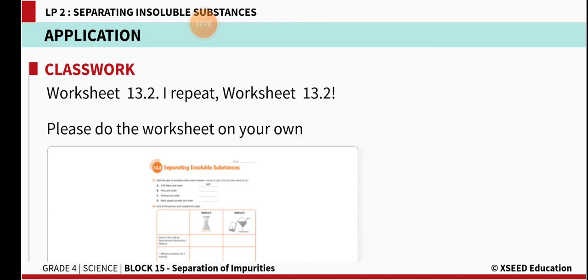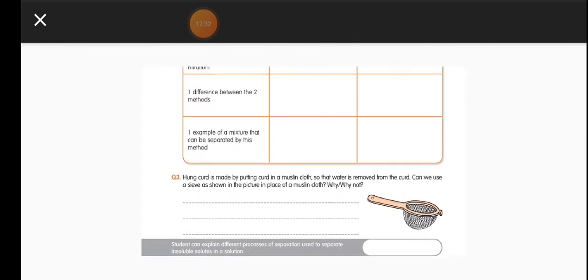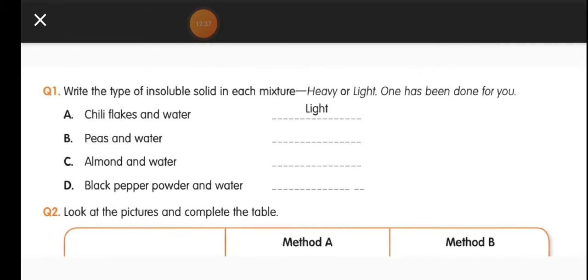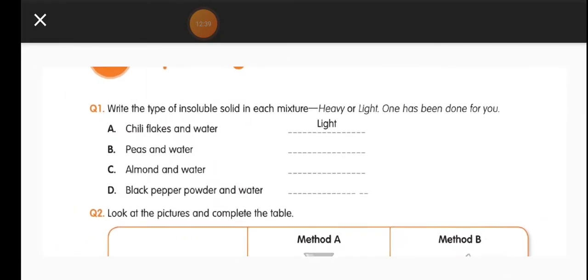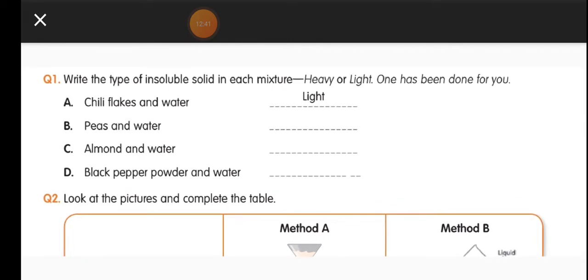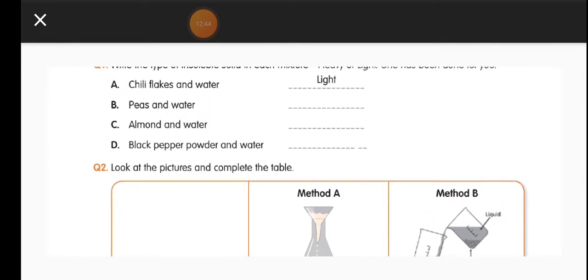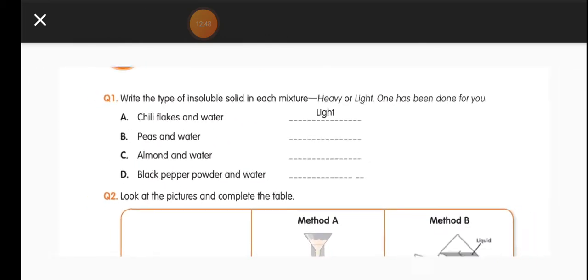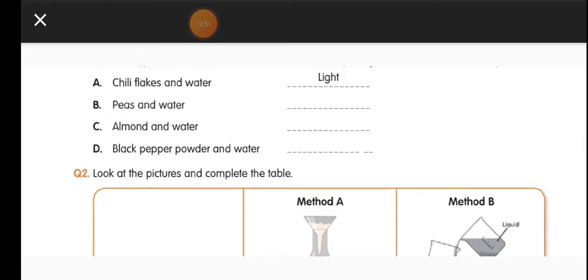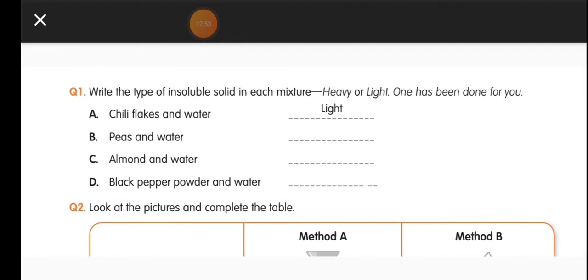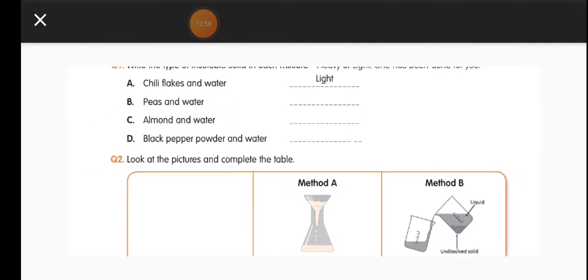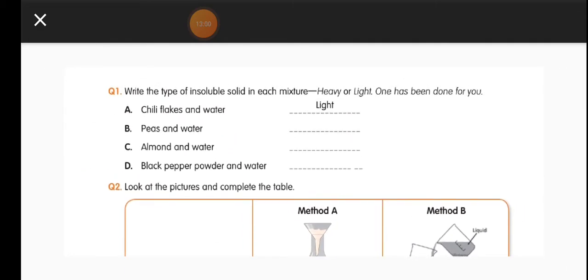Now we will see the worksheet which is given here. The first one is: write the type of insoluble solid in each mixture, heavy or light. One has been done for you. Chili flakes and water. So, chili flakes are very light in weight, so they'll float on water. Peas and water. Peas are heavier than the water, so they will go down.